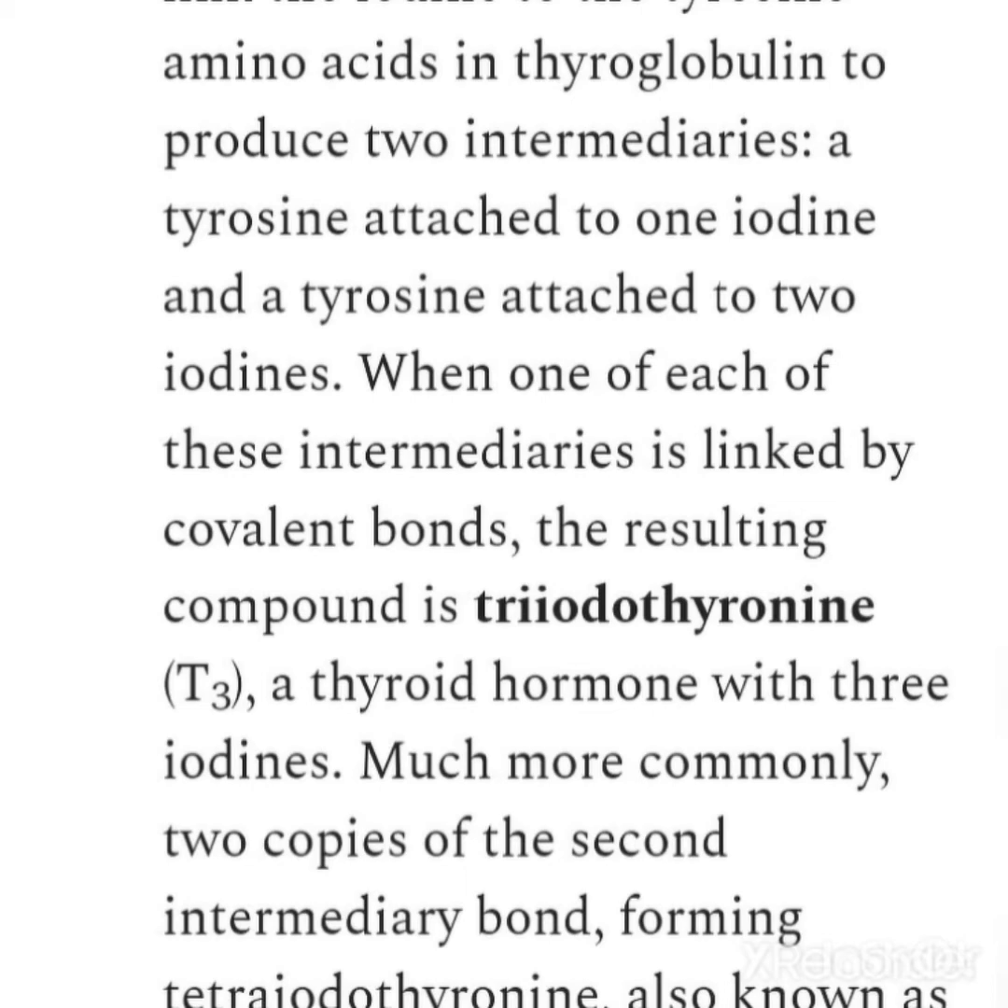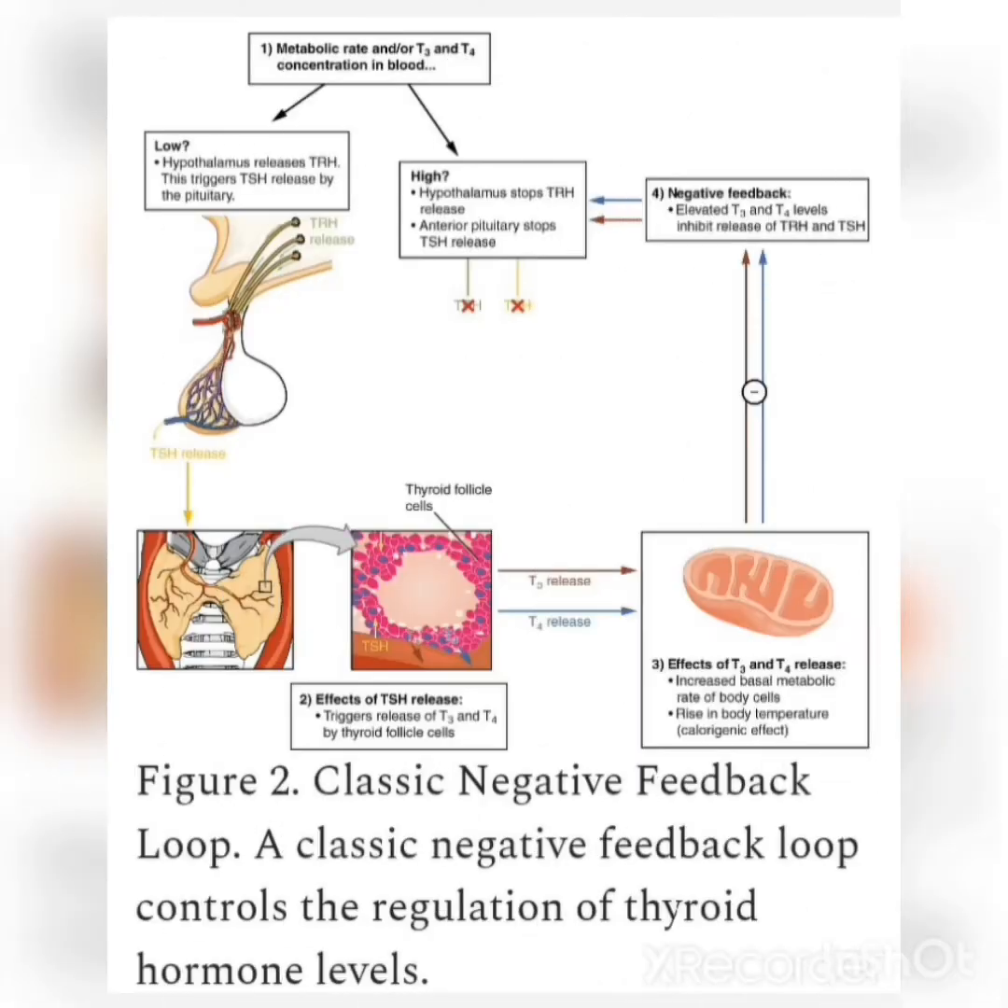When one of each of these intermediates is linked by a covalent bond, the resulting compound is called triiodothyronine, that is T3, a thyroid hormone with 3 iodines. Much more commonly, two copies of the second intermediate bond, forming tetraiodothyronine, also known as T4, a thyroid hormone with 4 iodines. This is the regulation of thyroid hormone level.